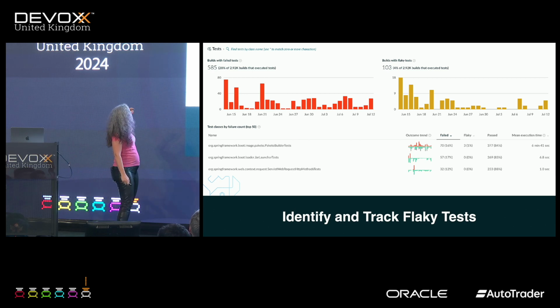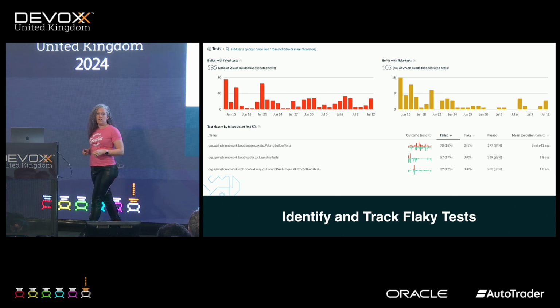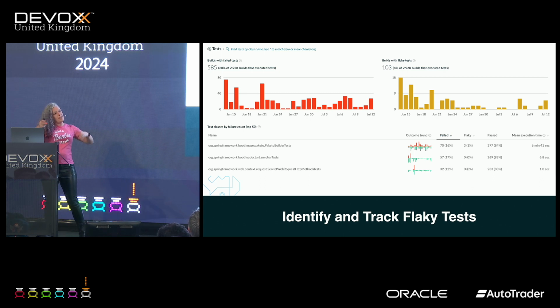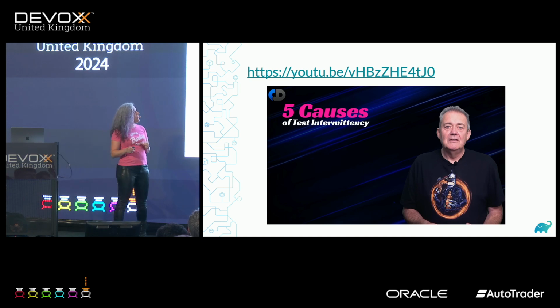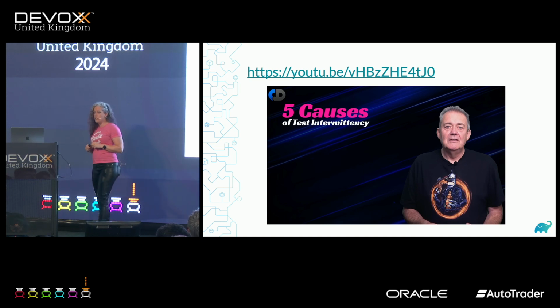So this is the Spring information. The last time I looked at the Spring one, the top failing one was an integration test, which is not really surprising. These integration tests quite often have a lot of things to wait for, and they're quite often flaky. Dave Farley did a really good video on the Continuous Delivery channel about the 5 causes of test intermittency. So step 1, find your flaky tests.